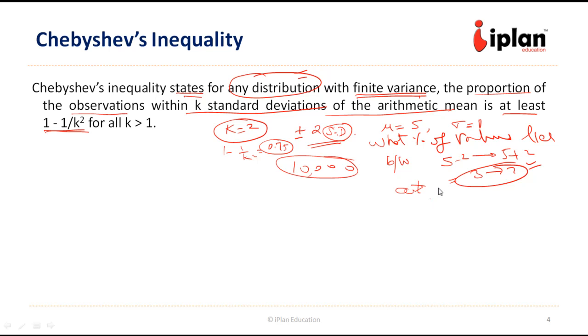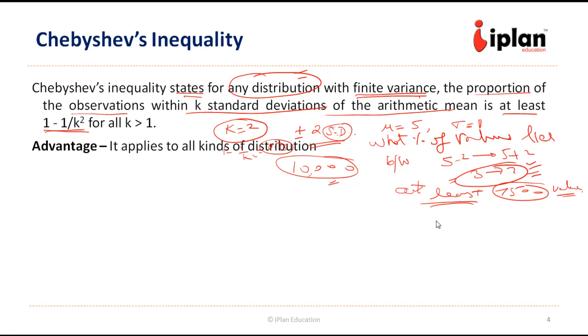That is, at least 7,500, which is 75% of 10,000. At least 7,500 values would lie between 3 and 7. So that is what we know from this, even though we do not know anything about the distribution per se. If we already know the distribution, then we will be able to tell even more precisely than that.